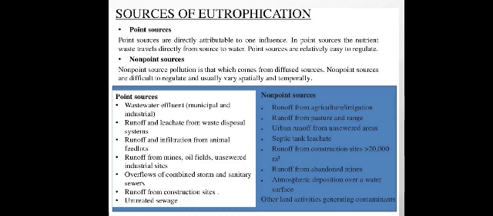The sources of eutrophication. Now we see which sources there are. The first is the point sources and another one is the non-point sources. The point sources are directly attributable to one effluent. In a point source, the nutrient waste travels directly from source to water. Point sources are relatively easy to regulate. What is the difference between point source and non-point source?